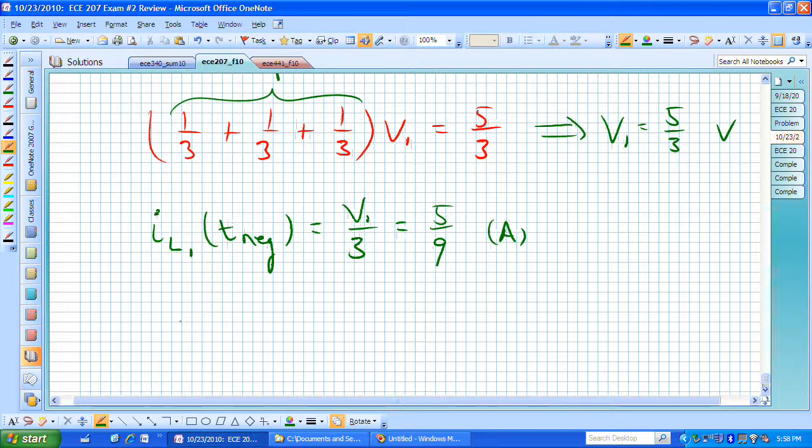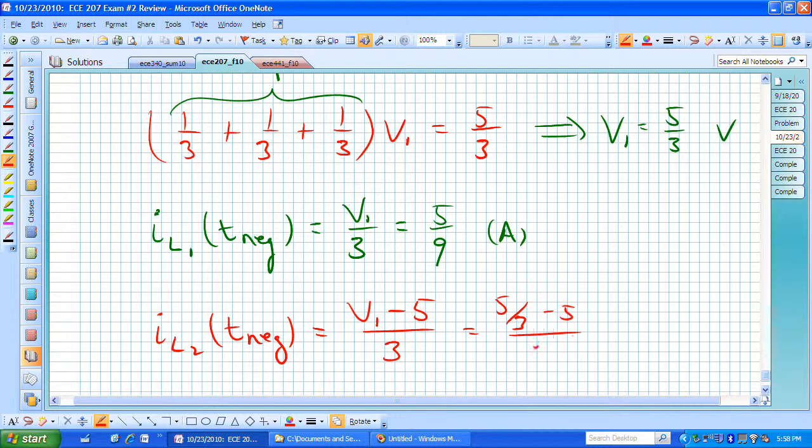I sub L sub 2, I believe we had that colored in red for negative time, is now V sub 1 minus 5 over 3, and we then have 5/3 minus 5 over 3.